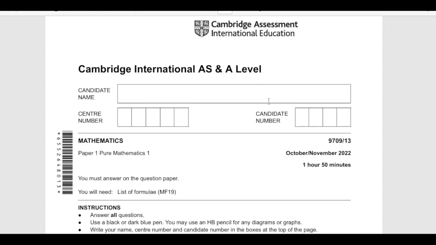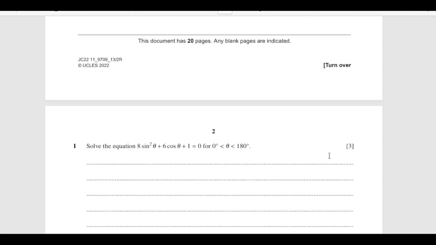Today we will be going through AS level paper 1-3 from October November 2022. So let's see the first question. What do we have here? We have a question from trigonometry here.